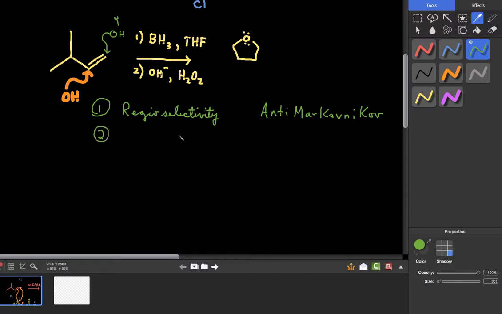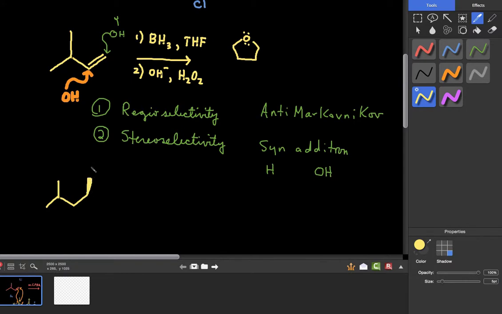Unlike the oxymercuration oxidation reaction, the hydroboration mechanism also has stereoselectivity. The mechanism really does not account for the stereoselectivity. It is syn addition. And when I say syn addition, I'm talking about the relative stereochemistry of the H that will be added and the OH that will be added. So there are 2 possible products with this reaction, one of which, and even though we don't have a chiral carbon right here, I'm going to show some stereochemistry.